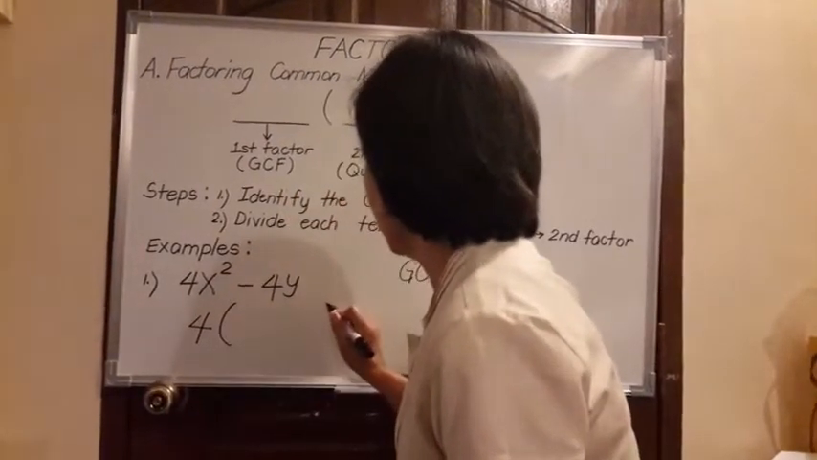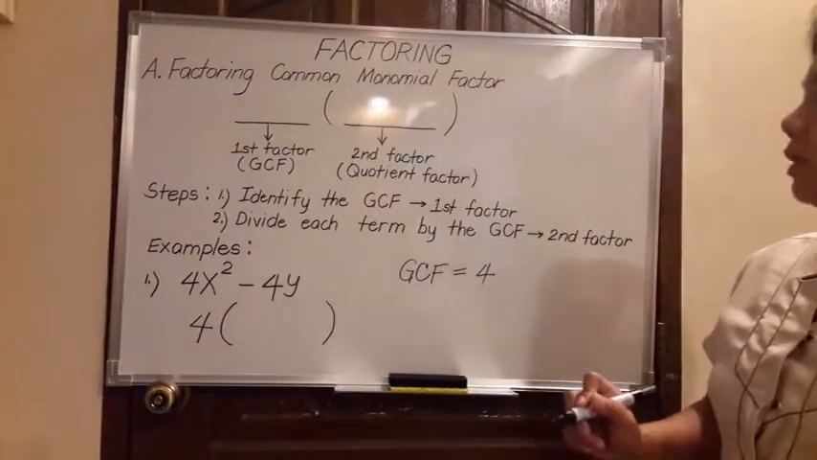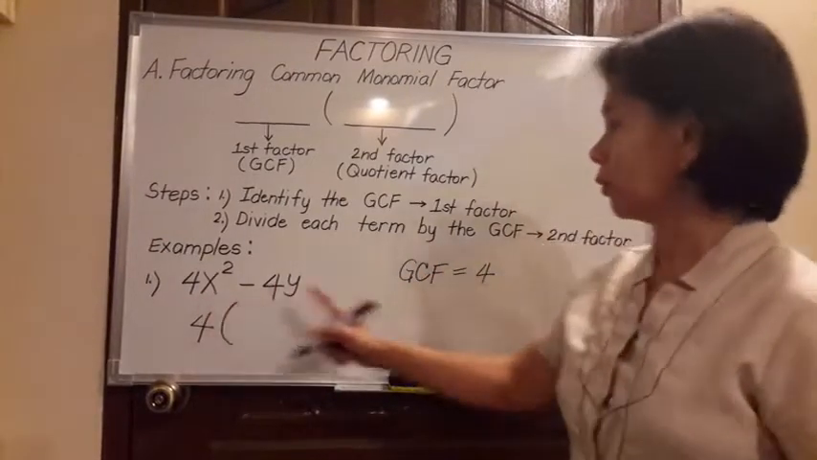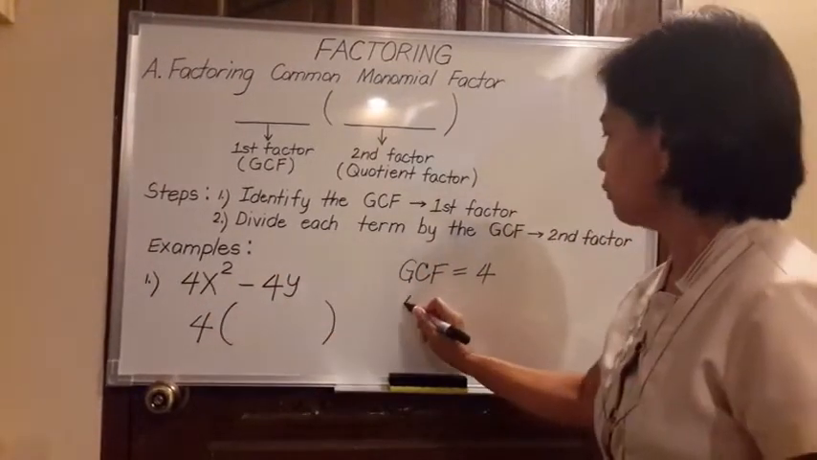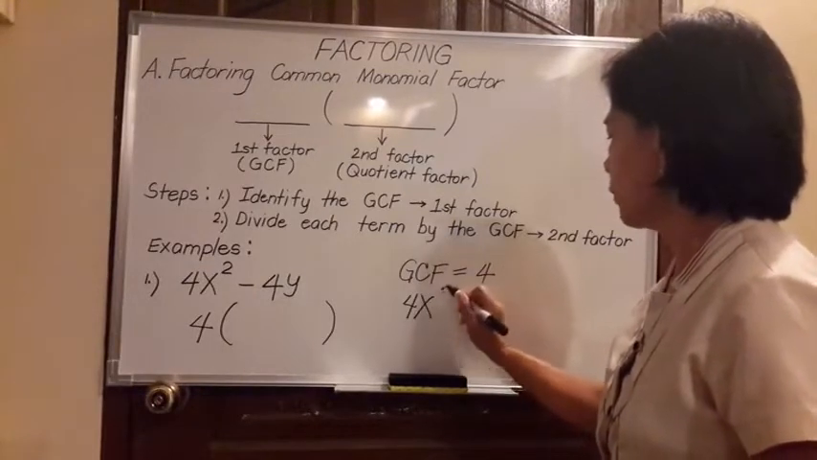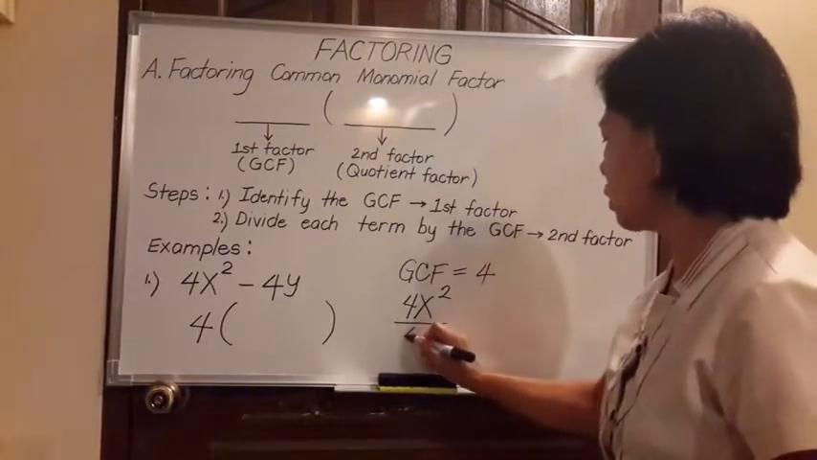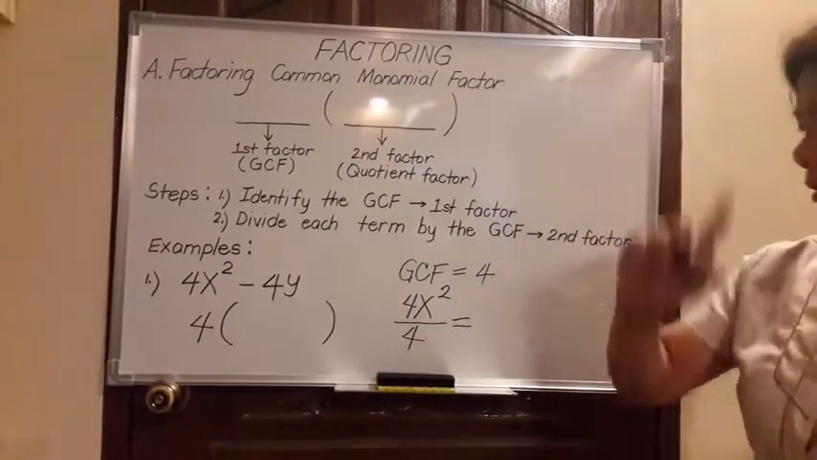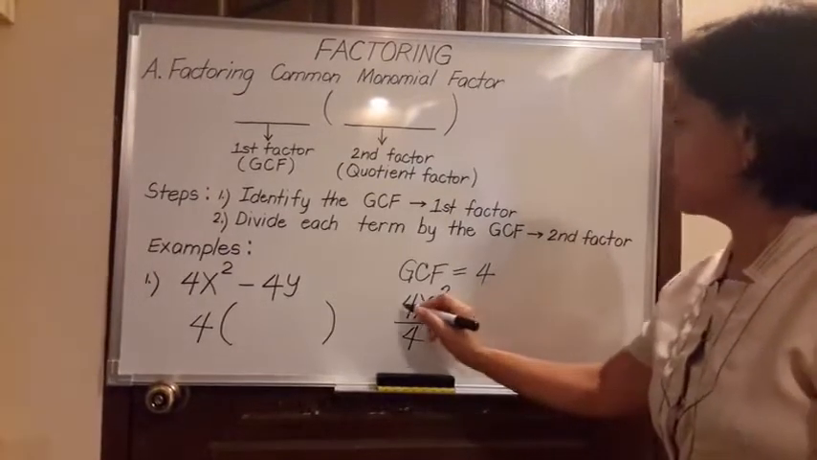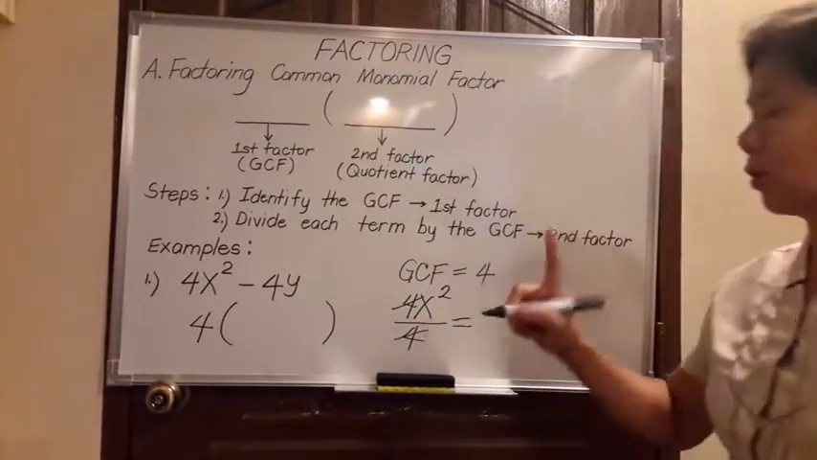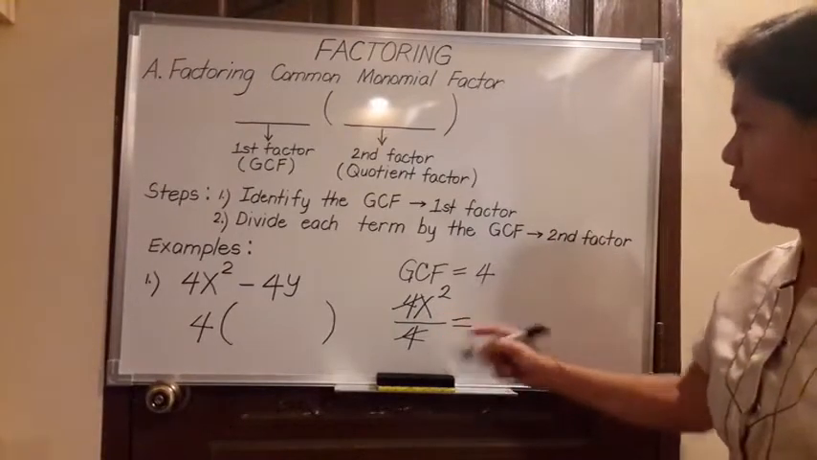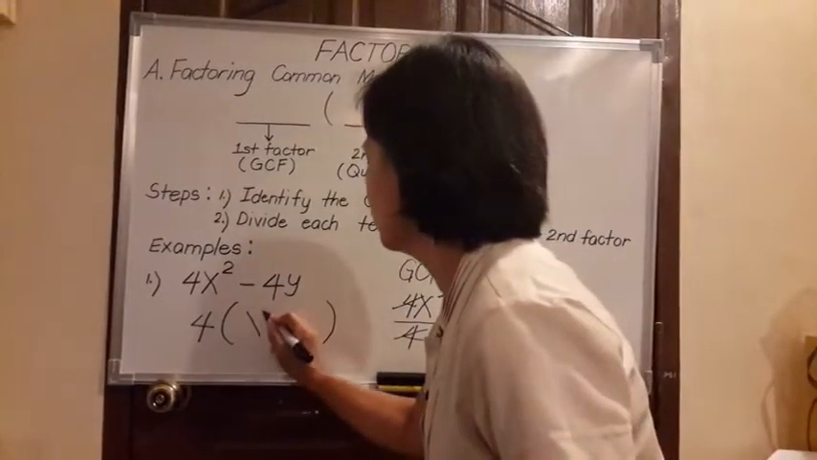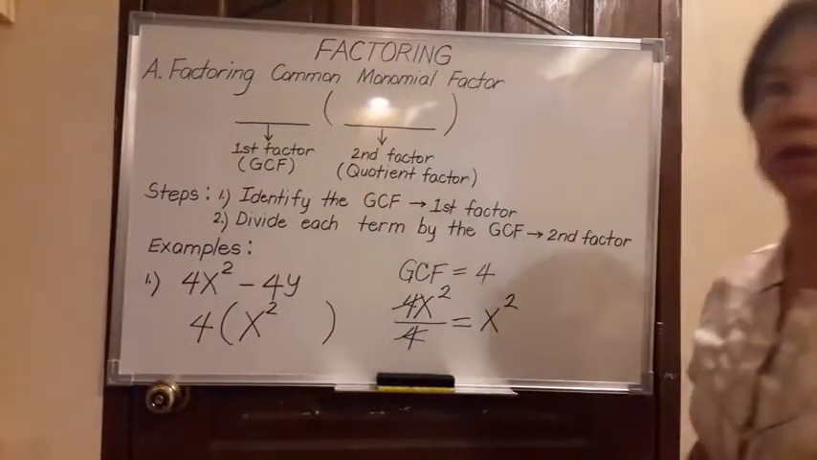And then for the second factor, we will divide each term by the greatest common factor. Our first factor, or rather our first term, is 4x squared. We will divide this by the greatest common factor, which is 4. What is 4 divided by 4? It is 1. So, we simply cancel 4 because the quotient is 1. Then x squared divided by 1 is x squared. So, x squared will be the first term of the second factor.